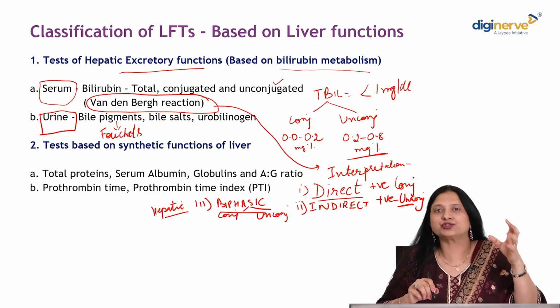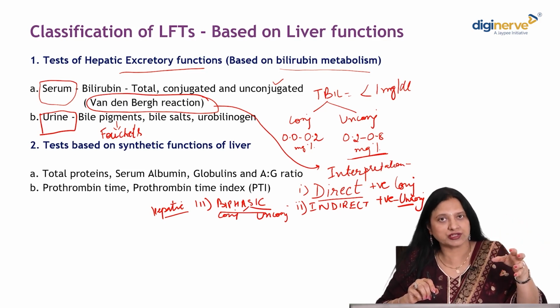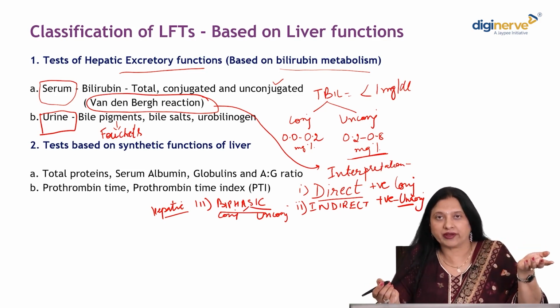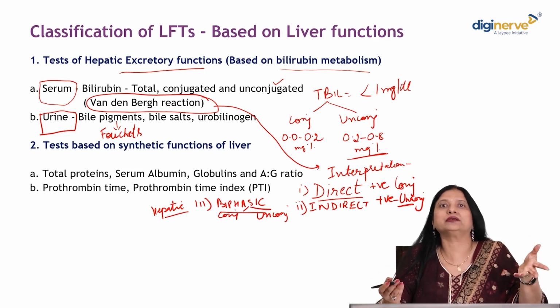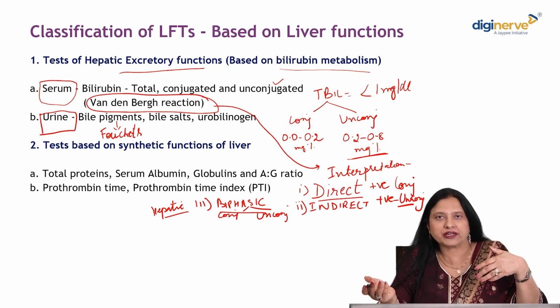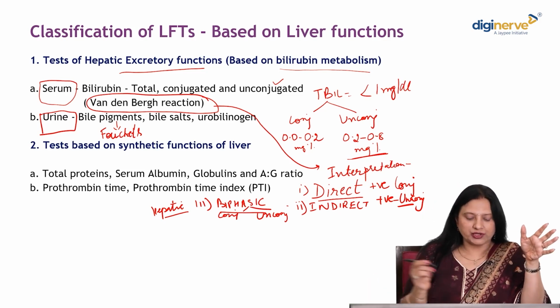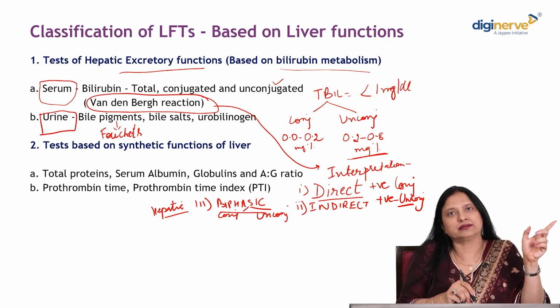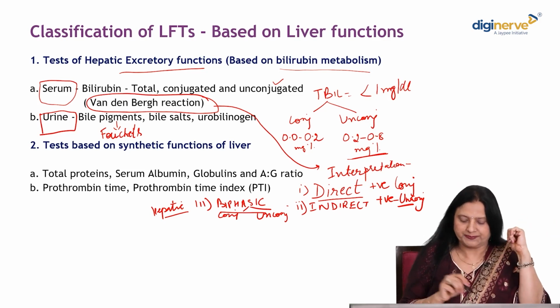Obviously, because the conjugated bilirubin, being water soluble, gets filtered at the kidneys, so gets excreted into the urine. Whereas the unconjugated bilirubin, which is tagged with albumin, is not going to get filtered at the level of kidneys, so will not come into urine. So when Fouchet's is positive, it is indicating that there is conjugated bilirubin in the urine.